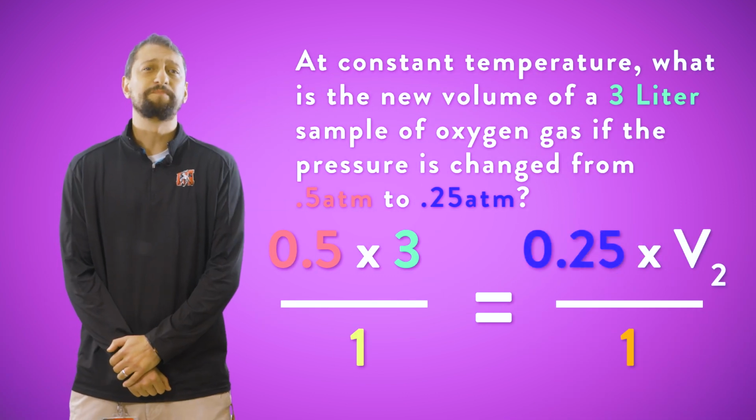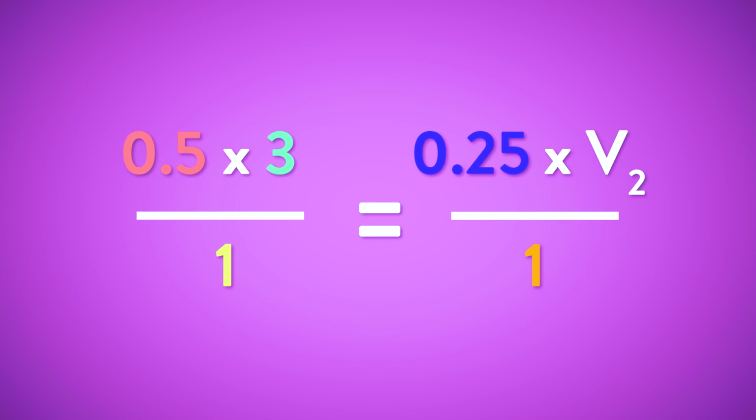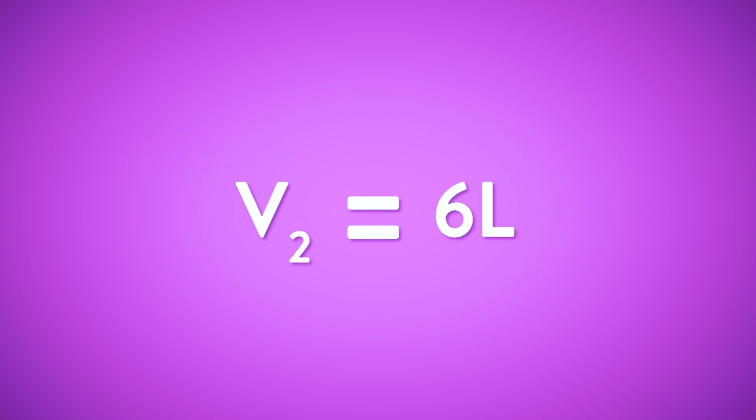With our formula set up, it's easy to solve for our new volume. Our pressure dropped by half and our volume doubled. The new volume of the sample is 6 liters.